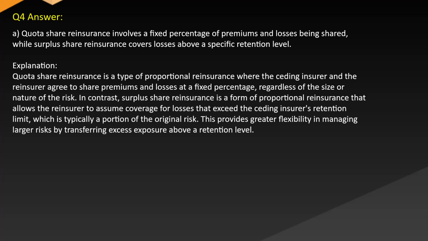In contrast, surplus share reinsurance is a form of proportional reinsurance that allows the reinsurer to assume coverage for losses that exceed the ceding insurer's retention limit, which is typically a portion of the original risk. This provides greater flexibility in managing larger risks by transferring excess exposure above a retention level.